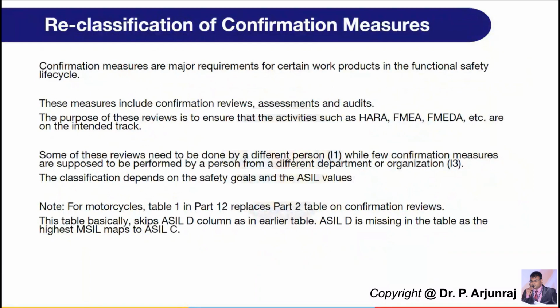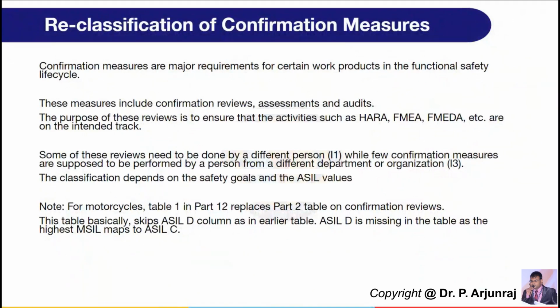So coming back to the reclassification of the confirmation method. You are going to have classification in such a way that the confirmation measures have been taken to ensure that all the functional safety has been achieved. The confirmation measure is the major requirement for execution of certain work products. These confirmation measures must include three things.